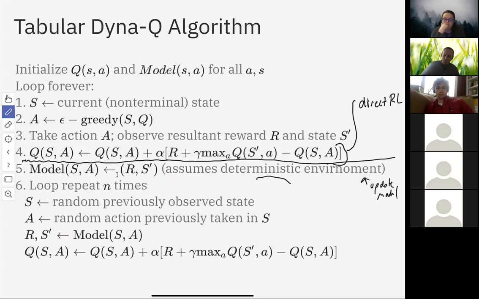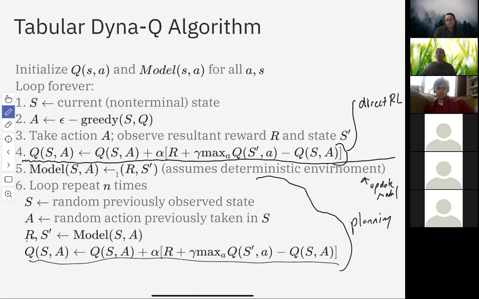Our planning says take a model and update our policy. So we're going to just go through and pick a state of those that we have seen so far, right? So we don't want to pick a state we have no information for. Pick an action that we have seen in that state before, and then figure out what is the reward and next state for that, and update Q based on that. So we're going to do that n times.